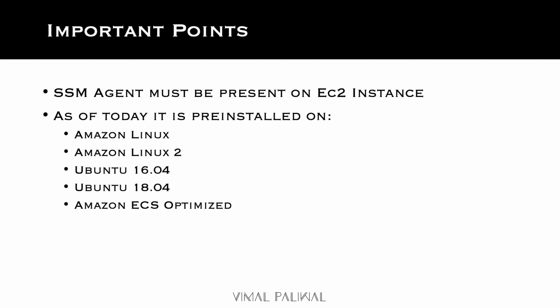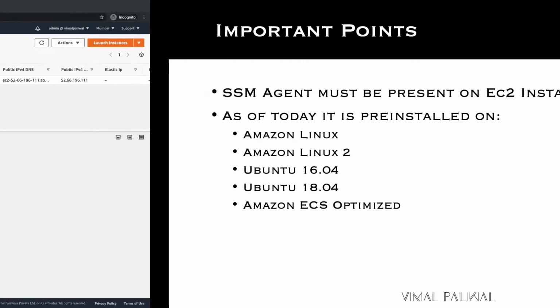Second point you need to remember, if you already have your workloads or your server running on Amazon Linux 2, Ubuntu 16.04 or Ubuntu 18.04, then you're good to go. You don't need to install SSM explicitly. They are pre-installed on these AMIs and even on Amazon ECS optimized AMI. All right, with all this information, now let's get started.